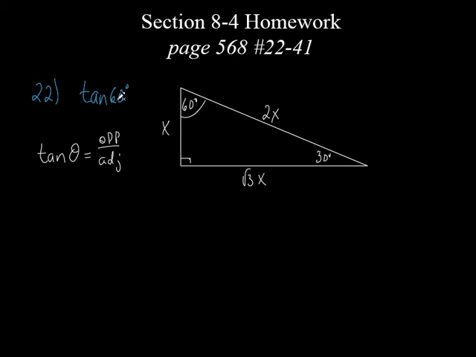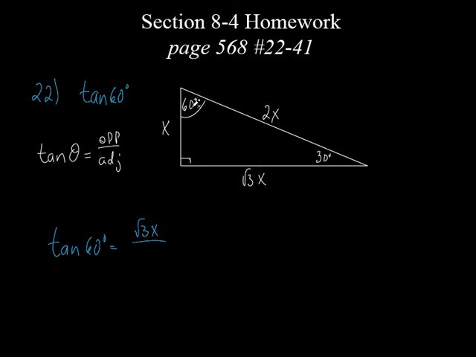Let's do this. Let's find now the tangent of 60. Remember, the tangent is the opposite over the adjacent. So we're starting with this angle right here, because that's the 60 degree. So the tangent of 60 degrees is the opposite over the adjacent, the opposite of the 60. So the opposite is the square root of 3x over the adjacent.